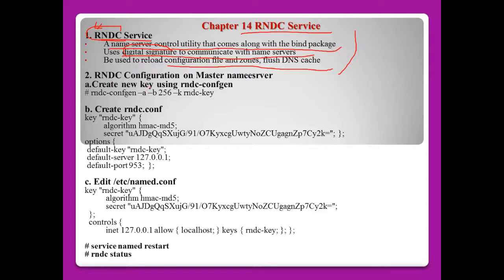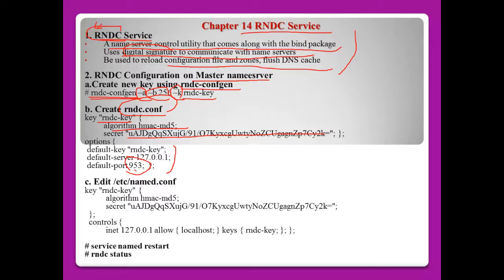Number 2, RNDC configuration. First, the master name server. First, create the RNDC key using the command rndc-confgen. If you are successful in creating the key using this command, automatically the block size and key name are set; in my case the default will be rndc-key. After that, we need to create the file etc rndc.conf. Here the name, algorithm, and secret keywords like this, and here the default key, default server and port number.